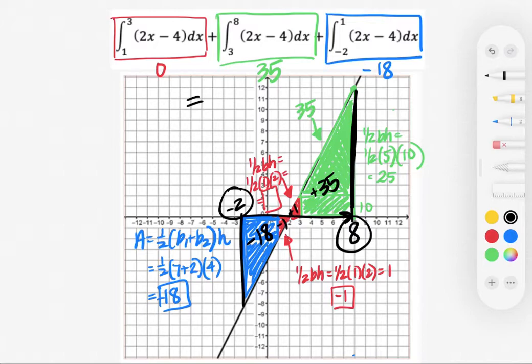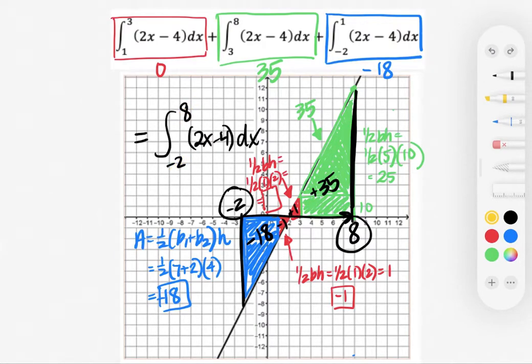So I could actually write this as just one integral. I could write this as the integral from negative 2 all the way to 8 of this standard function. We haven't changed the function. We haven't done anything differently. We're just adding the different regions. So it makes sense to say that if we can break this into individual pieces that all connect, we can just make it one combined integral.